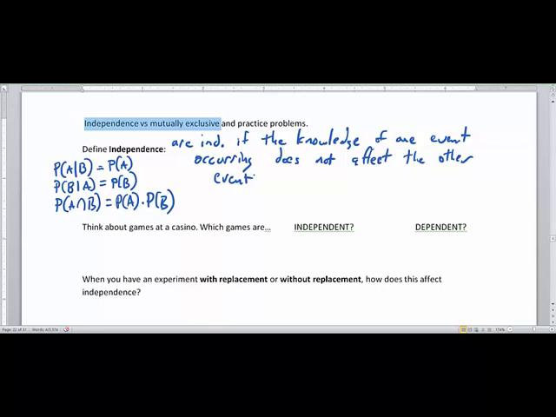So now let's go to a casino mentally and think about all the games that you can play in the casino. And I'm going to pick 4 of them. I'm going to pick slot machines, roulette, blackjack, and the dice game called craps. So we can actually put all 4 of these in categories of independent versus dependent.